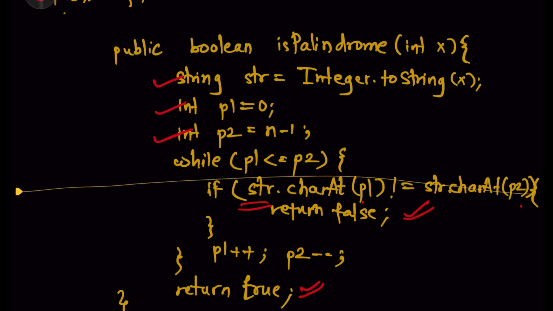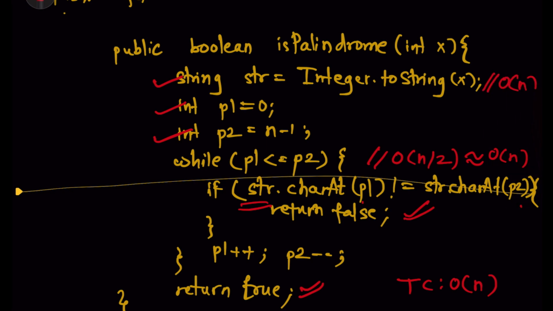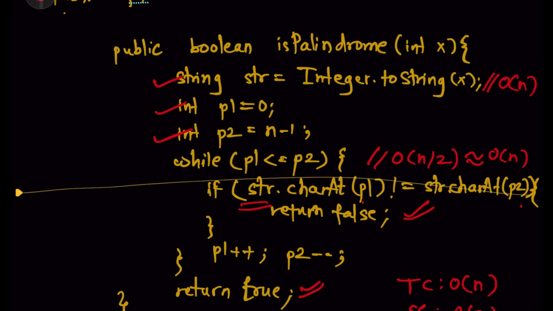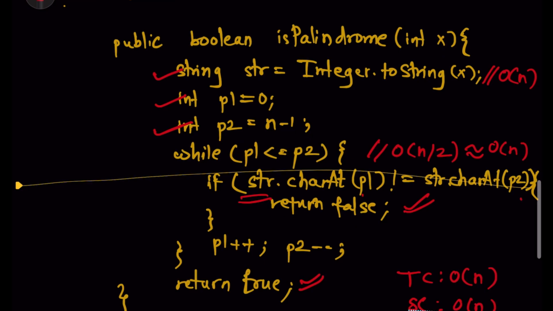Now, if you analyze the time complexity, this while loop will itself take big O of n by 2, right? Which is in turn big O of n itself. So our time complexity is big O of n. And what is our space complexity? Since we are converting and storing it into a string variable, our space complexity is also big O of n. This is a little optimized from the above approach, but still, this is not what interviewers are expecting. This is another way to write the brute force approach itself.